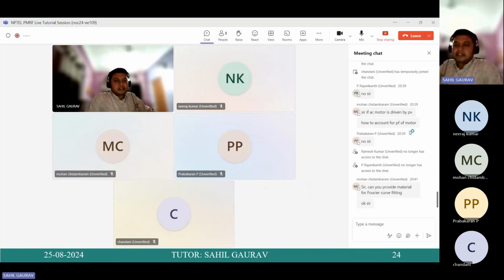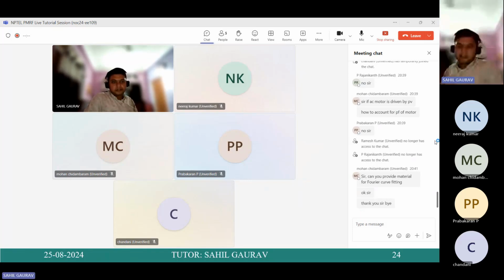And I didn't get this question. What things do you want to ask about the power factor of the motor? Power factor is simply something you can get using the expression. I don't know in which aspect you are asking.